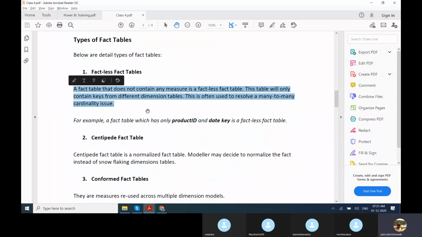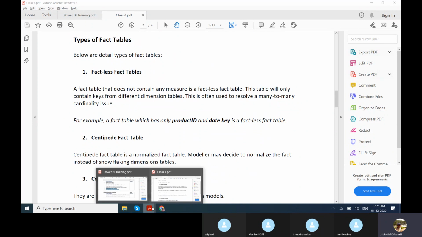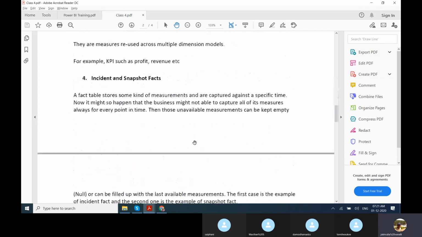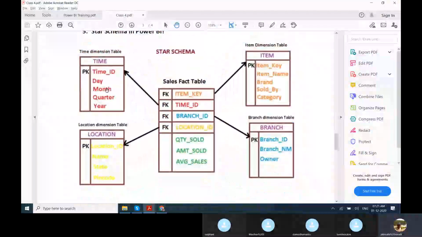Okay, factless fact table is, so what is a fact table? What I said, the fact table contains the foreign key relationship with the dimension tables, and it contains the information quantity sold and amount sold and average sales. Okay, so here what are the facts? Quantity is the fact, amount is the fact, and average sales is the fact.